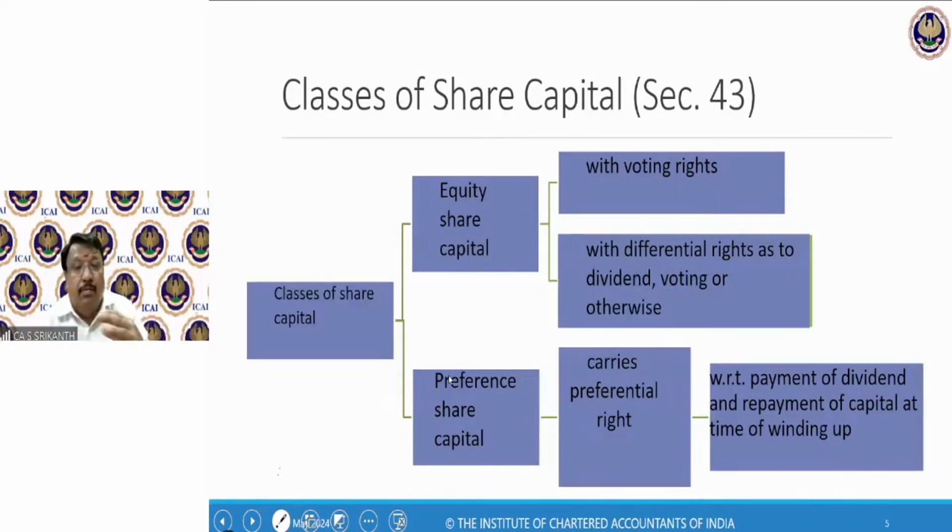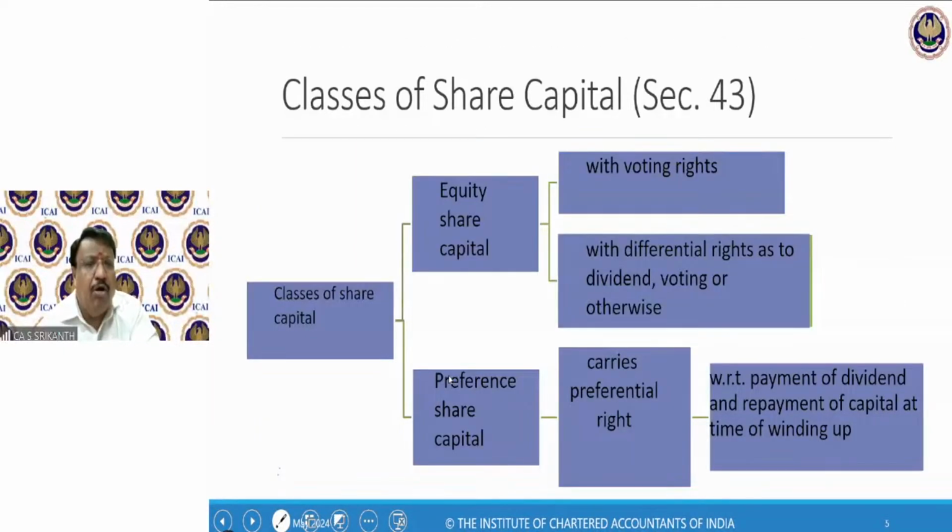Their share capital carries a preferential right. So if you are a preference shareholder, you will get your dividend first. There is a preferential right with respect to payment of dividend, and at the time of winding up, before the equity people get paid, you will get paid, right?